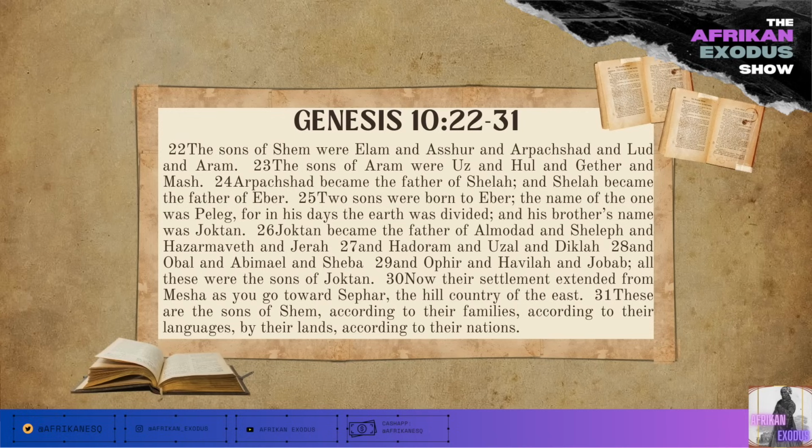Now their settlement extended from Mesha, going towards Sephar, the hill country of the east. These are the sons of Shem according to their families, according to their languages, by their lands, and according to their nations. This is the information really when it comes to who is the descendants of Shem. This is all we're given.